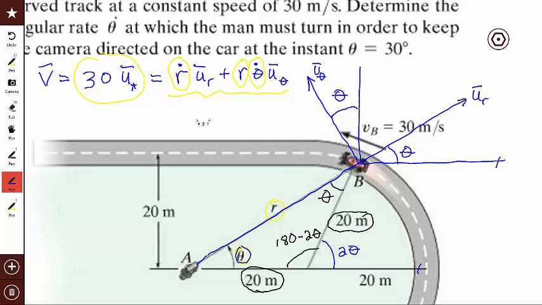Now, I need to find the tangent and the normal. This point right here, let's do this in yellow, is the origin of the path that the car is on. So that's the center of the curve, so this direction is inward. So that's going to be my u_n direction. And perpendicular, or tangent to the curve, is going to be this way, and that's going to be the u_t.